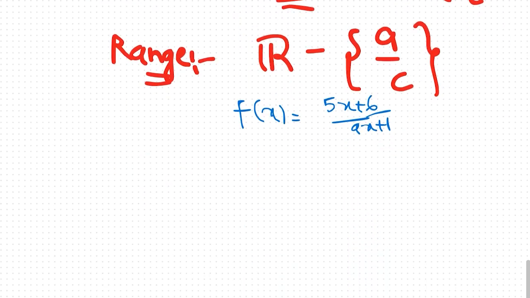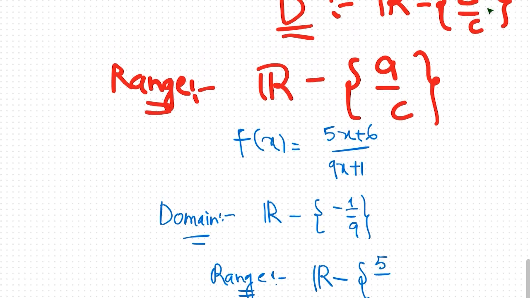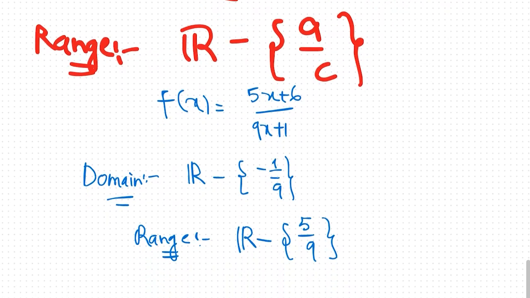To get the instant answer, we can use the concept. What is the domain? Tell me. All real numbers except x cannot be negative 1/9. Next, domain and range. The range is all real numbers except x cannot be 5/9. That's it. This is a shortcut.